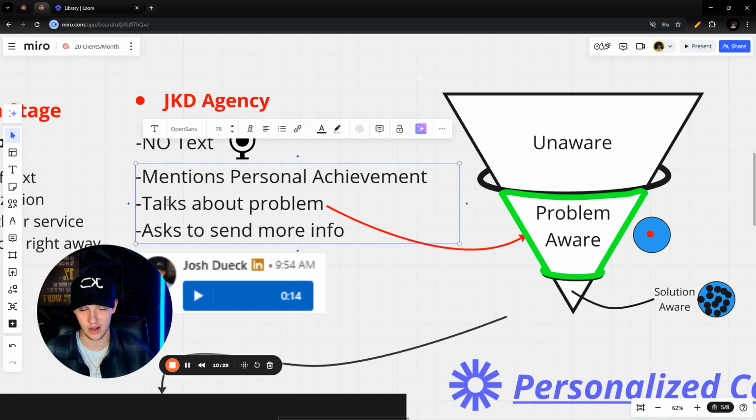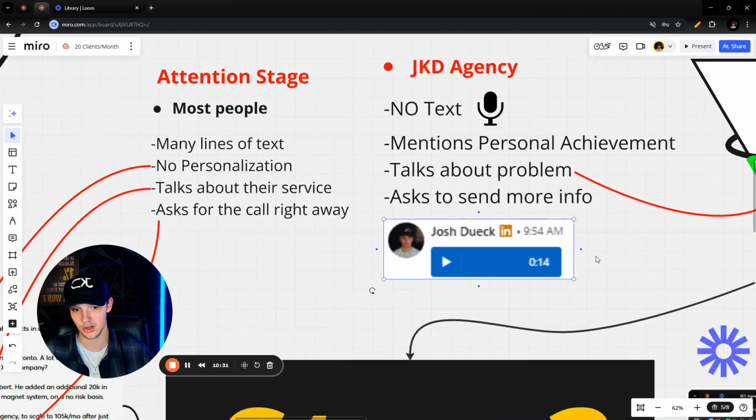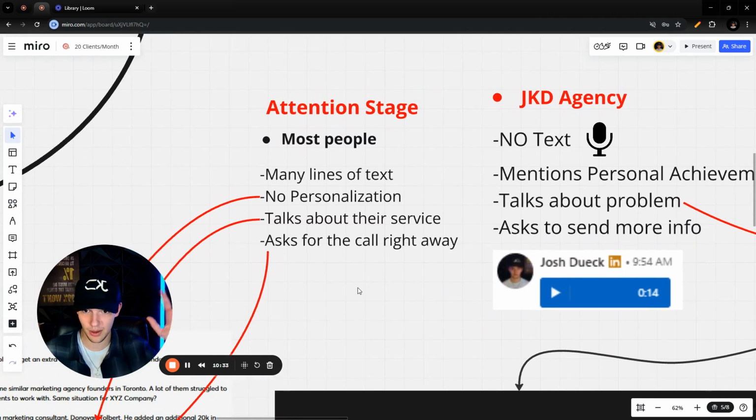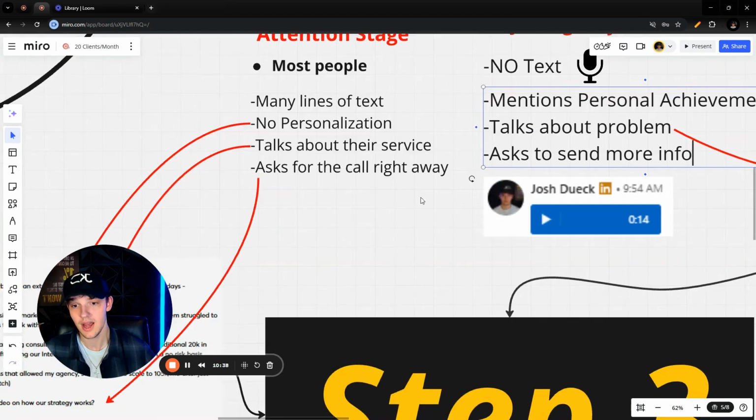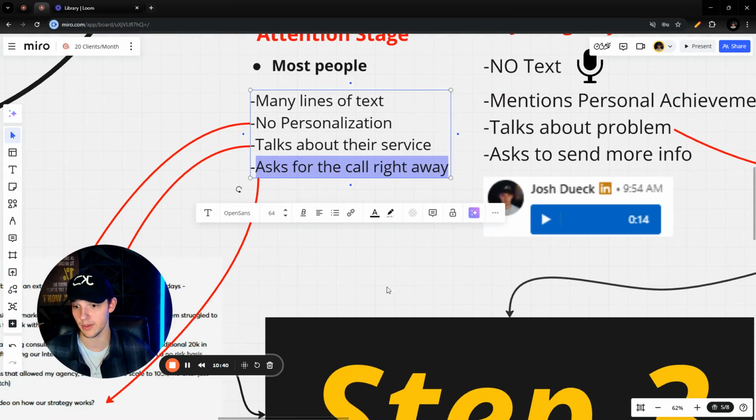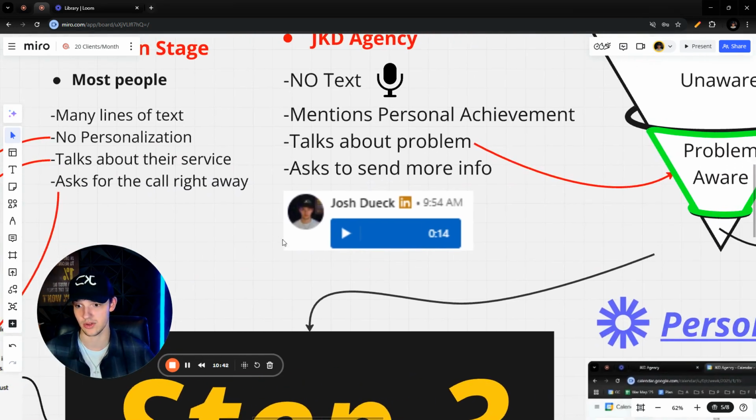Nowhere in that voice note did I talk about the solution, and I kept it very short. You can see 14 seconds, and I'm not putting many lines of text on here, right? And then the next thing that most people do is they ask for their call right away, if they're interested in their service, right?